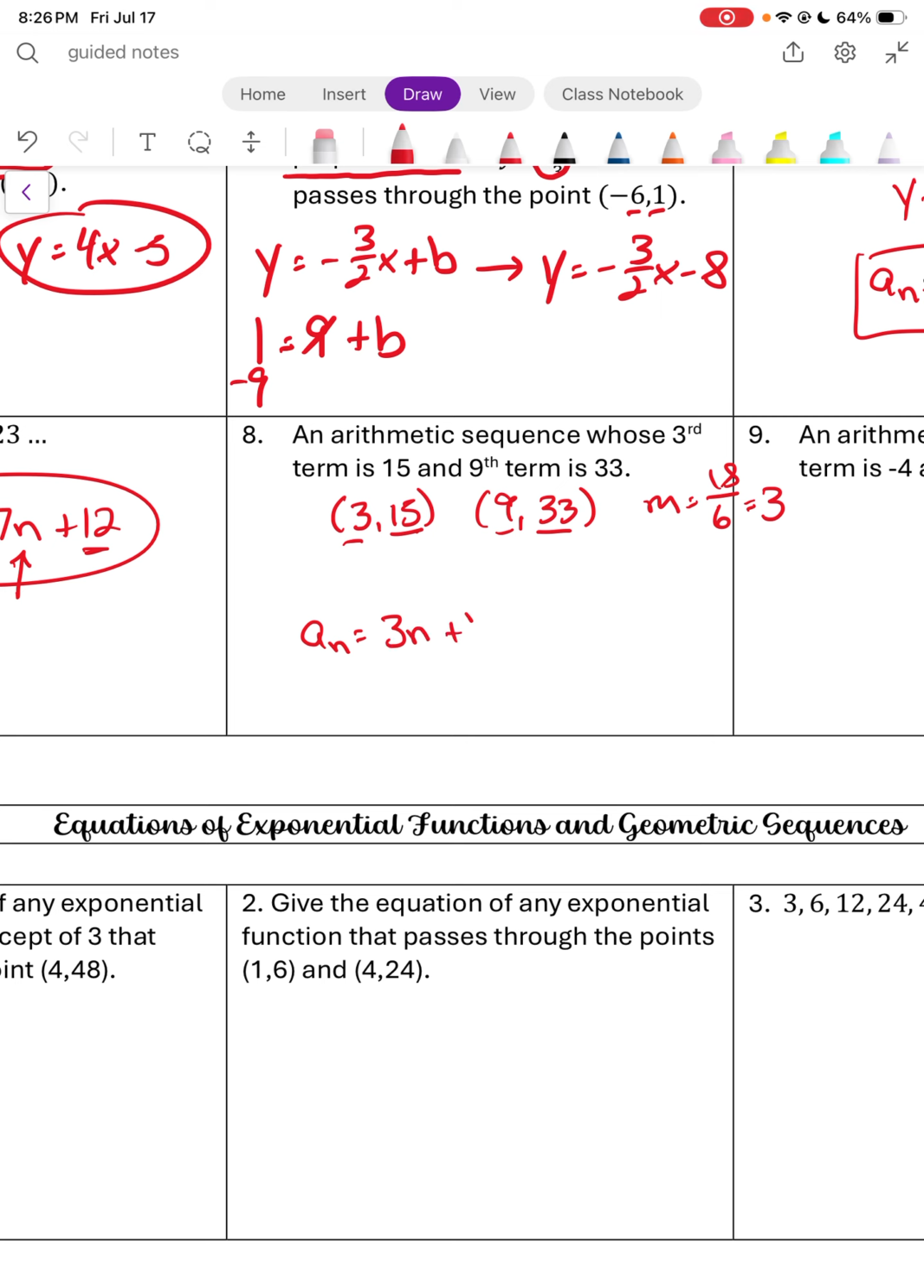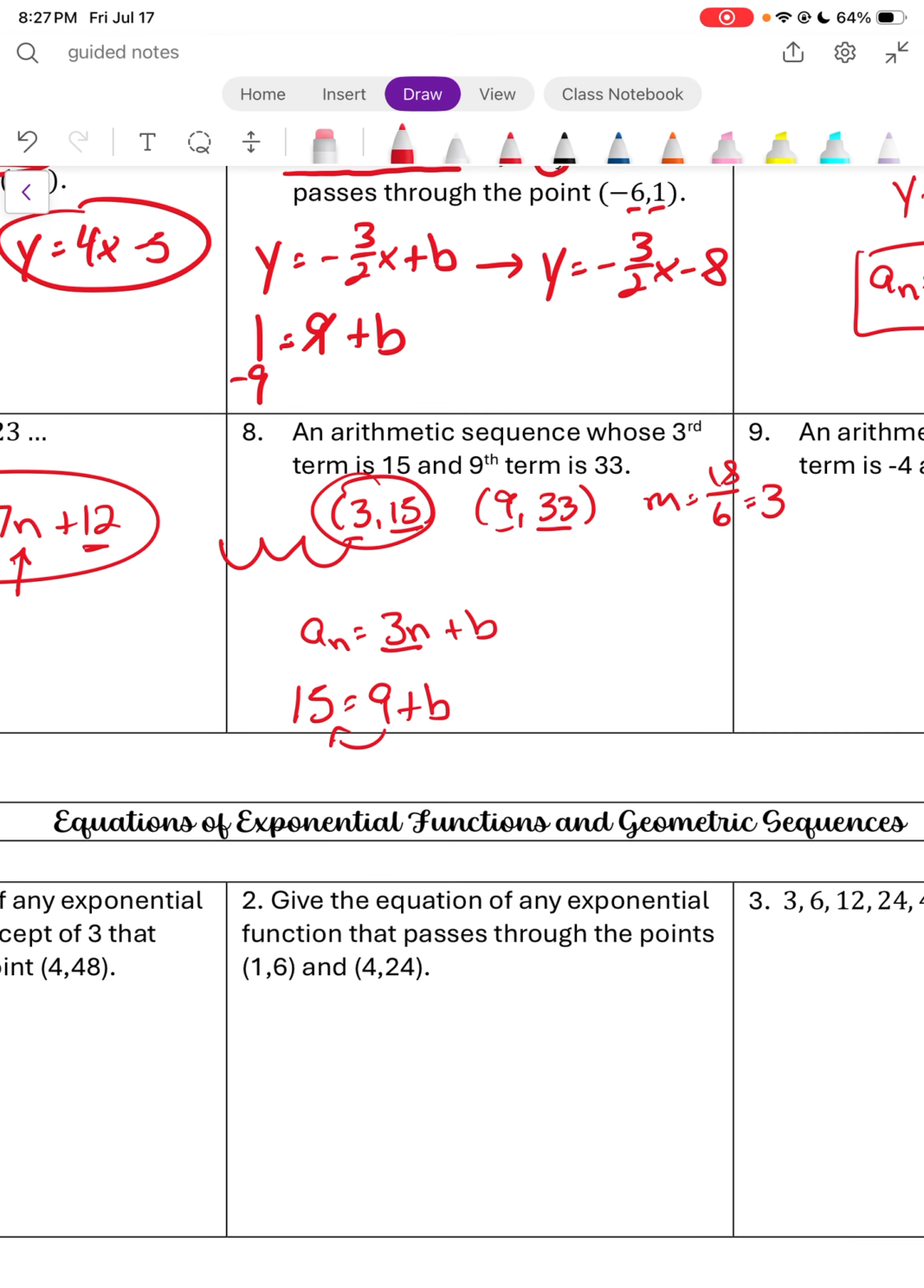Now, if you want to go ahead and put plus b there, we'll work this the old way. You can count down from here if you want to. But what I'm going to do is just plug this point in. So when I plug in 3, I'm going to get 15. So 15 equals 3 times 3 plus b; make sure that you multiply as you plug in. So when you subtract 9, that's going to give you a b value of 6. So a_n = 3n + 6. Again, I always encourage you to check it. Let's use the other point to check it. When you plug in 9, you get 27 plus 6, which gives you that 33.